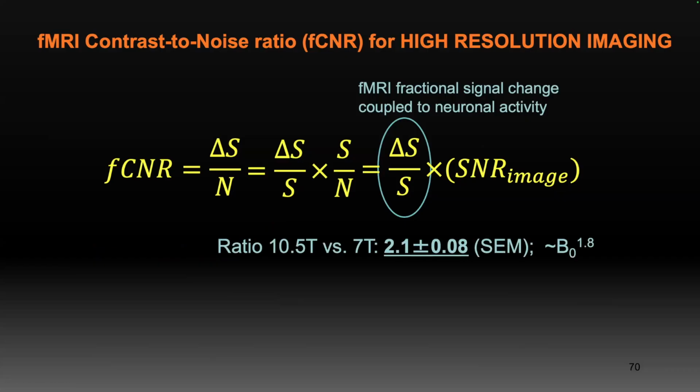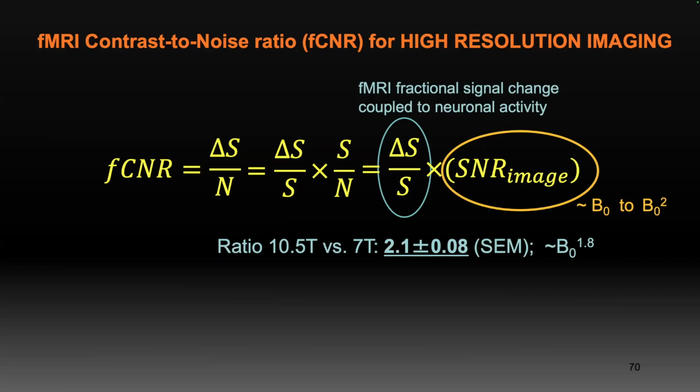And we just measured it at 10.5 Tesla versus 7 Tesla. It goes approximately B0 to the squared, and this is the image SNR. Now we have a lot of data. I showed you theoretical data, but I also showed you coils, and I didn't show you the data.